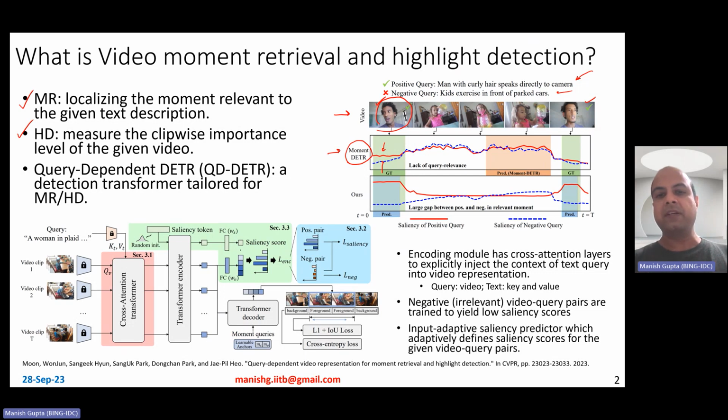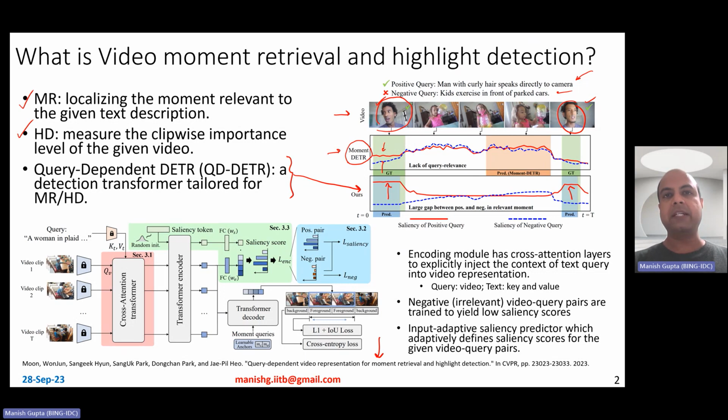However, if you look at the output from the QD-DETR model, the query dependent detection transformer model, what you observe is that yes, the positive query saliency level is very high here and is also very high here, which corresponds to the frames which are positive in nature for the positive query. Okay, so these two problems are both video analytics problems, and they're very related to each other, right? Finding the relevant moments and also finding the relevant highlights, or the importance saliency of various clips inside a video.